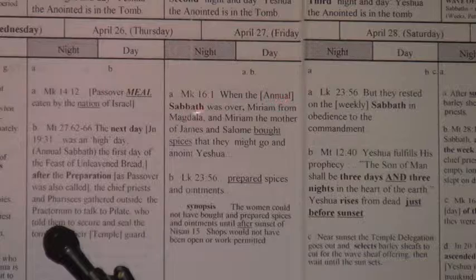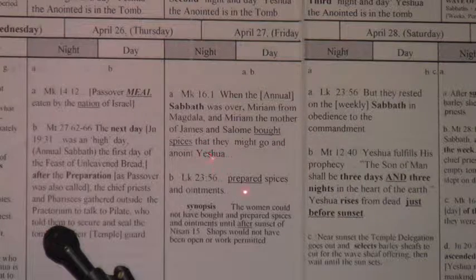Mark 16:1: When the annual Sabbath was over, Miriam from Magdala and Miriam the mother of Salome bought the spices that they might go and anoint Yeshua. They prepared the spices and the ointments.